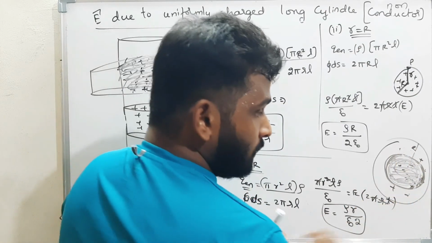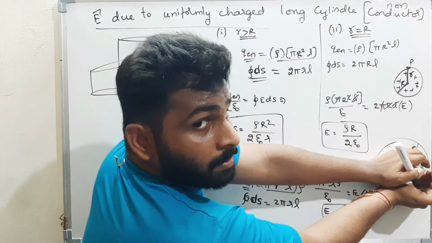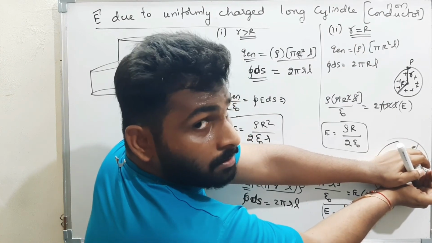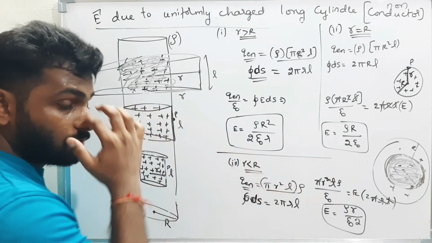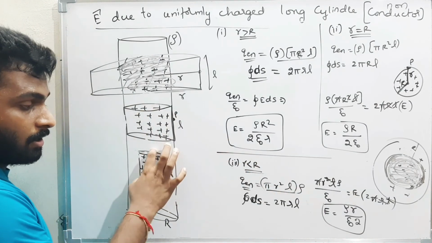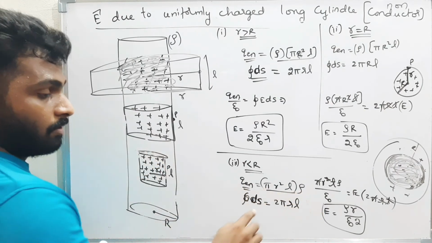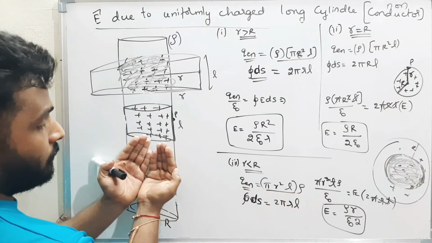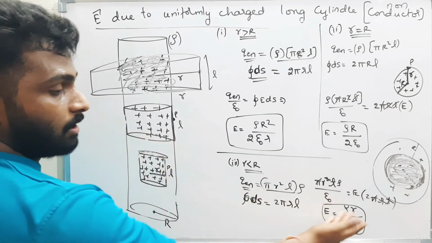If I assume a point P here, this is a Gaussian surface. What is the charge present in this Gaussian surface? You have to find that. What is the charge enclosed? That is pi small r square into L, the volume of this cylinder. And what is the charge present in the cylinder? Multiply with rho. That's all. Now, what is the Gaussian surface area? It is 2 pi r into L. Now put it in the formula and you will get the answer.